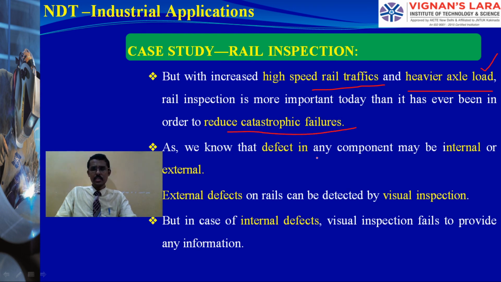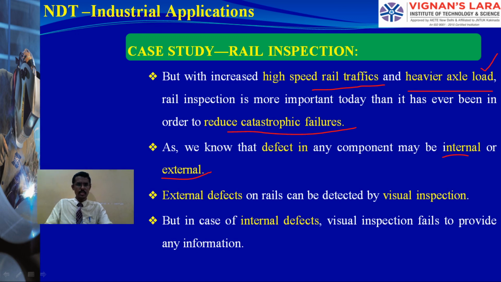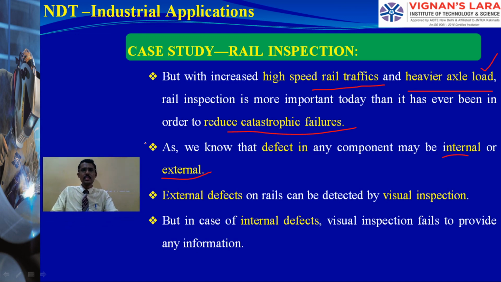As we know, defects in any components may be internal or external. External defects we can detect by visual inspection, but at the same time internal defects are not possible to detect that way. So that's the next point you see. External defects are found by visual inspection. At the same time, internal defects are found by other methods like radiography and ultrasonic methods.